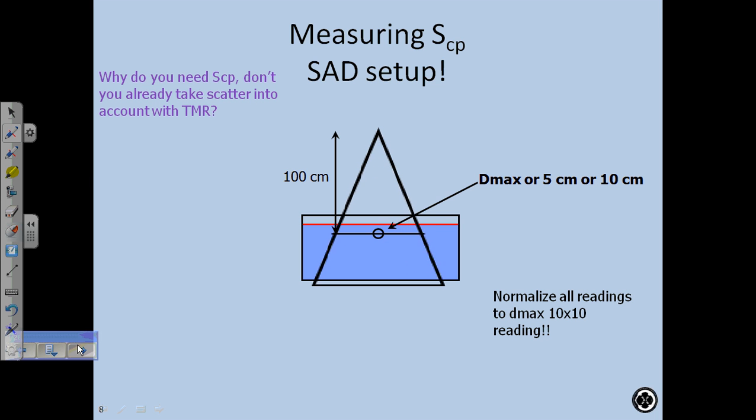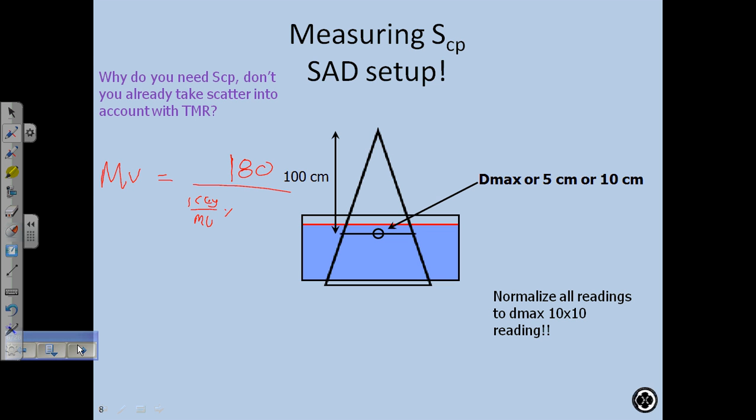Okay, so why do we need SFCP? Don't we take scatter into account with TMR? In other words, if we say MU equals the daily dose, say it's 180 a day, we have 1 cGy per MU times TMR. Isn't this enough? Here we have a depth dependence and a field size dependence. Isn't that enough to calculate?